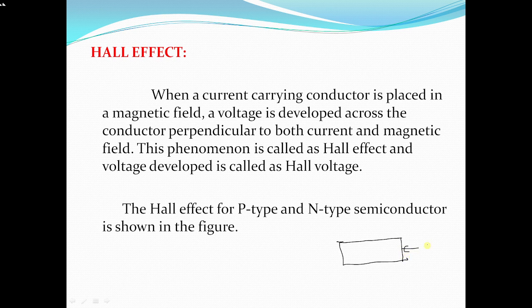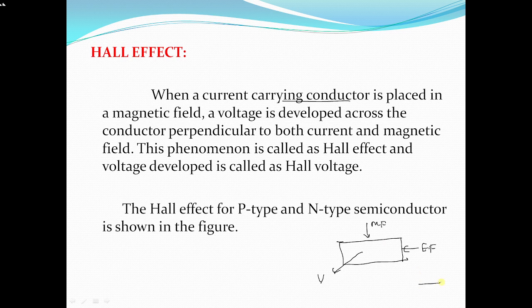conductor which is applied with an electric field. This we call a current carrying conductor. So the conductor which is applied with an electric field is placed in a magnetic field. How are this electric field and magnetic field applied? They are applied perpendicular to each other. Then a voltage is developed in a direction perpendicular to both electric field and magnetic field.